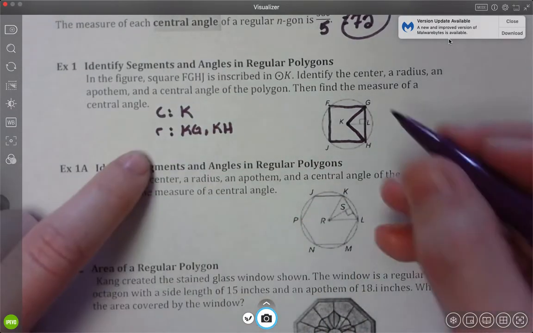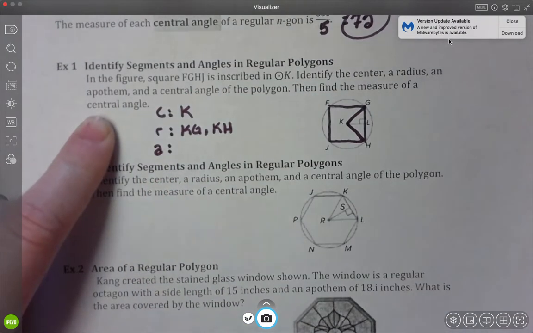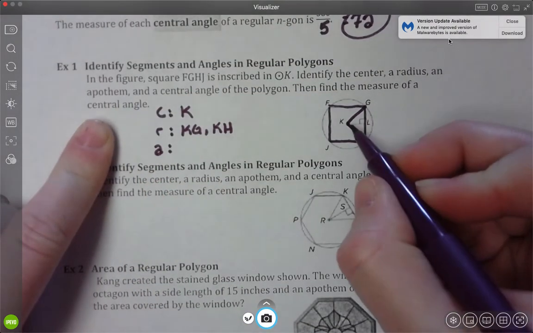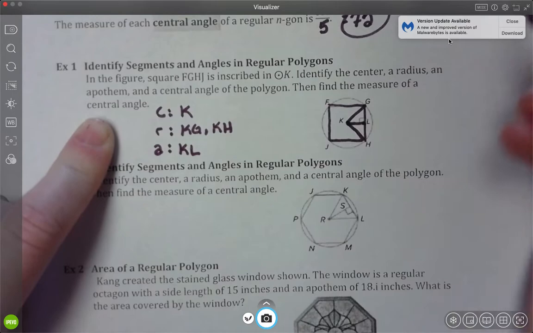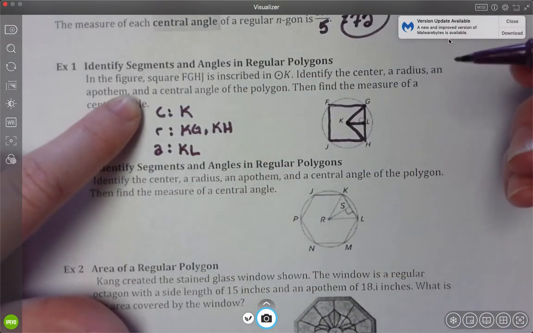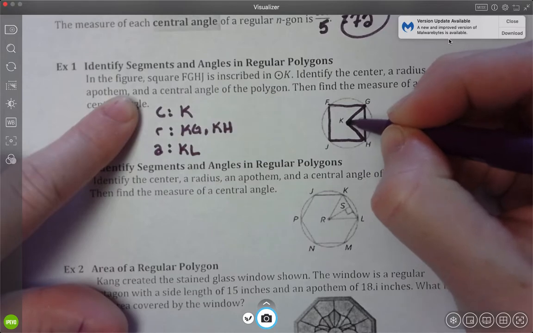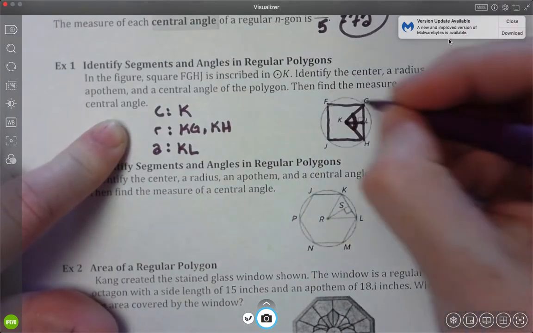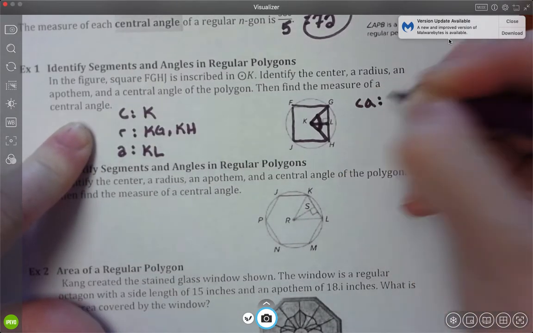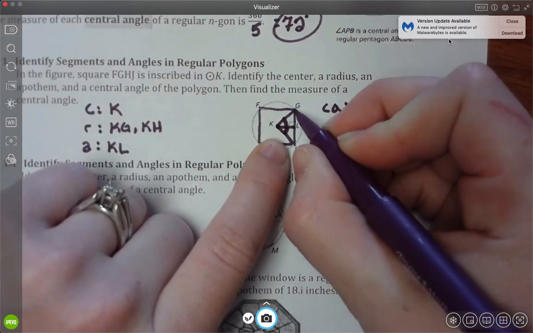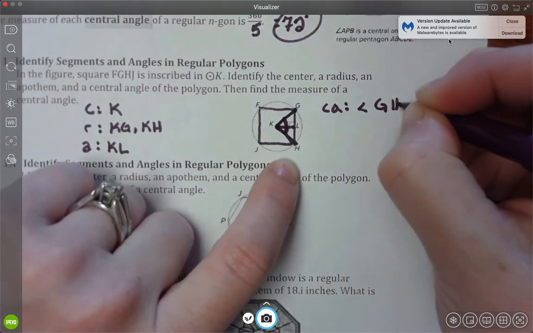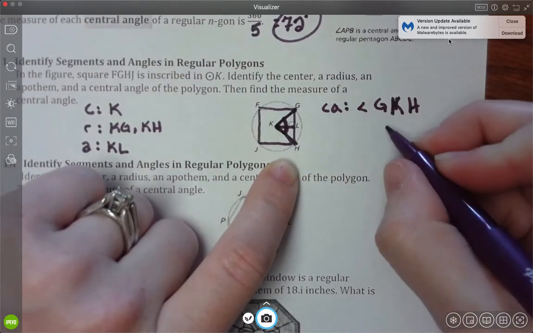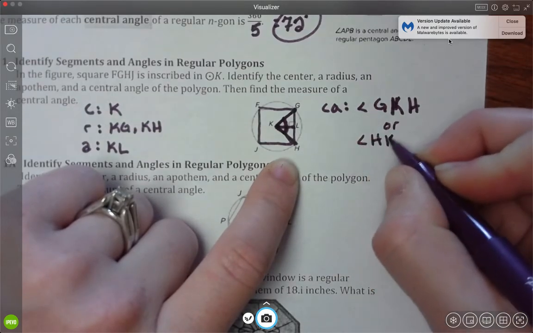They want to know what an apothem is, so label an apothem. There is only one apothem labeled, and that's going from the center to the edge of the square, so that is KL. And then they want a central angle. There's only one angle at the center, which is this guy going all the way across here. So labeling that central angle, if we start at G, we go to K, and we go to H. So it would be angle GKH. Or you could say angle HKG would be another central angle.